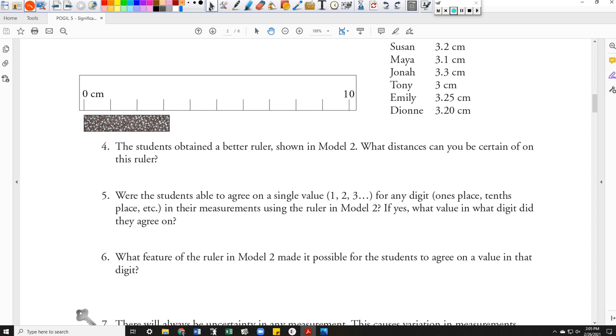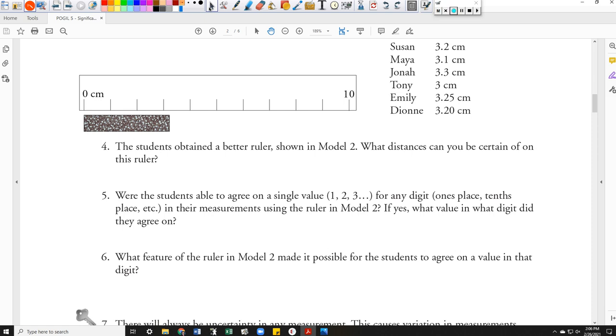So 0, 1, 2, 3, 4, 5, 6, 7, 8, 9, 10. Or you can write 0 through 10. You can be precise of all of those values. Anything in between is a guesstimate, right? Okay? Now, were the students able to agree on a single value this time?